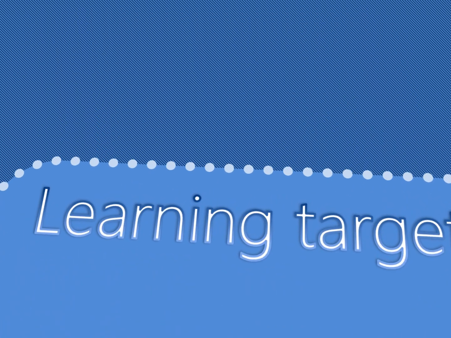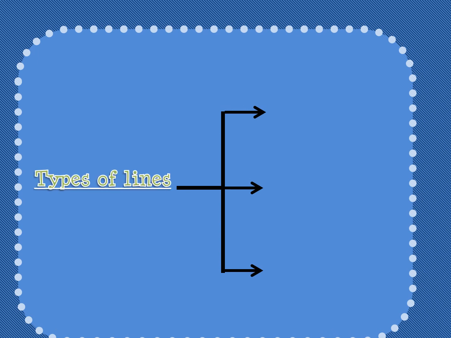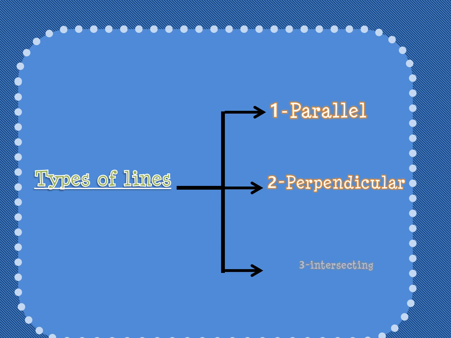First, types of lines, guys. How many types of lines are there here? There are three types of lines here. The first type will be parallel lines. The second one will be perpendicular lines. The third one will be intersecting lines.